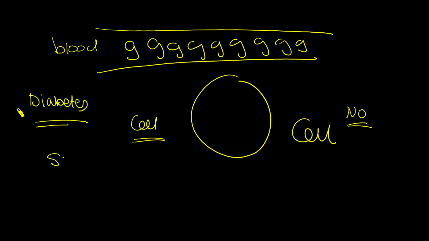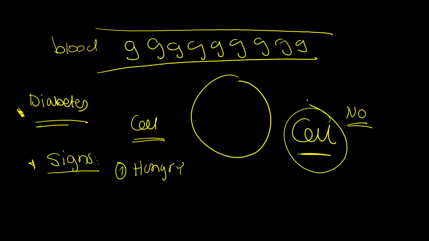Okay. Now, what are the signs and symptoms? We need to understand the signs and symptoms of a diabetic person. What does he suffer from? Number one, he is always hungry, even if he is eating the whole time. No matter how much you are eating, the glucose will never enter inside the cell. So the cell is hungry for glucose. That is why a diabetic patient is always eating.